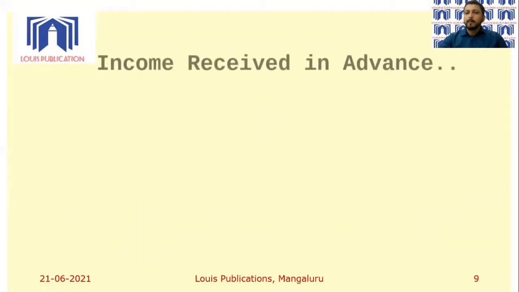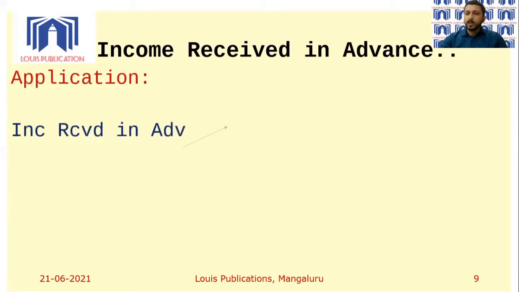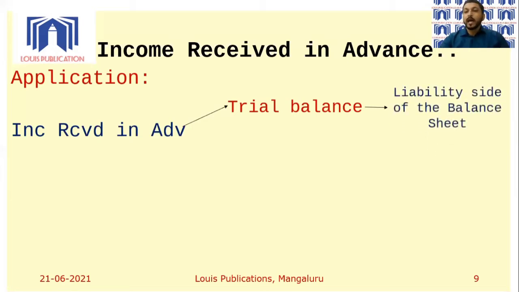Now moving on to the application of income received in advance. As usual, income received in advance may be given in the trial balance. If it is given in the trial balance, then we know there is only one effect. If given in the adjustments, two effects. If income received in advance is given in the trial balance, only one effect, and that effect will be that this income received in advance will appear on the liability side of the balance sheet.